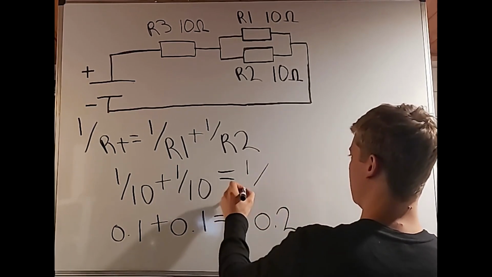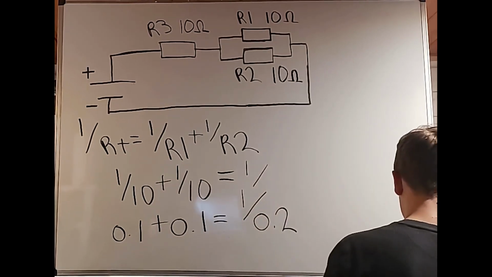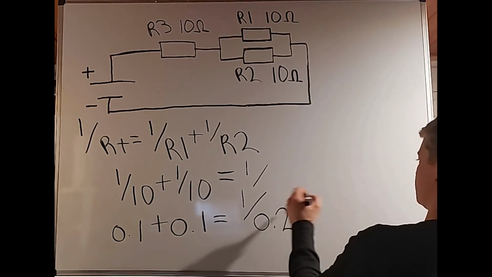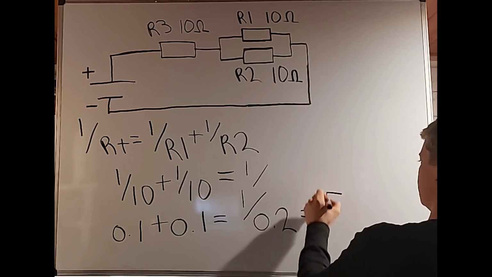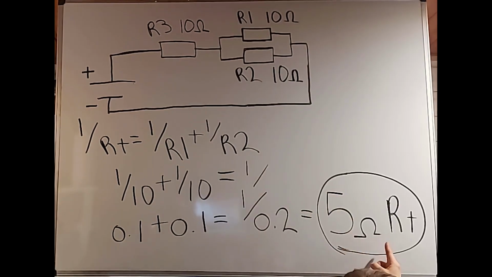We still have the 1 over. So we have 1 over 0.2, and 1 over 0.2 equals 5. Now we're looking at 5 ohms, which is the R total of the R1 and the R2.